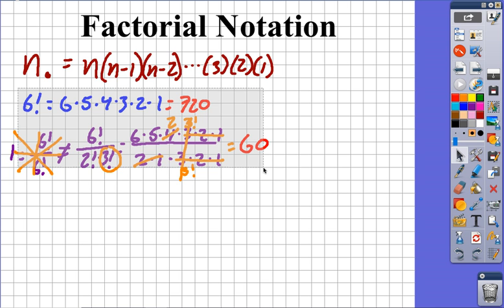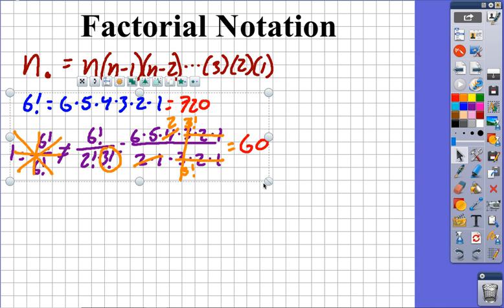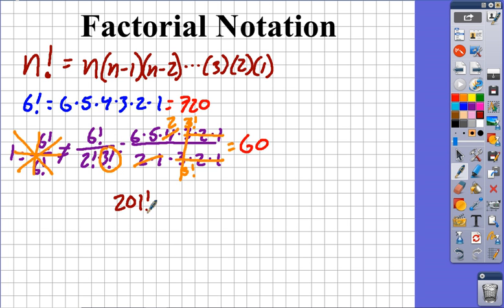What I want to do now is show you a little bit tougher problem. Let's look at a bigger one. Let's back that up. What I want to show you is one that looks scary, but it really isn't. 201 factorial over 199 factorial. Now it looks like you're going to be writing a lot of numbers out to expand that. But if you think about what we did right here, it's really not that bad.